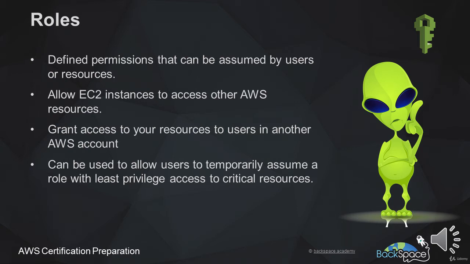A user can only be assigned to one role. So when you're assigned to that role, those are your permissions. You will have the permissions that belong to that role and nothing else. So that allows EC2 instances to access other AWS resources. It also allows you to grant access to your resources to users in another AWS account.